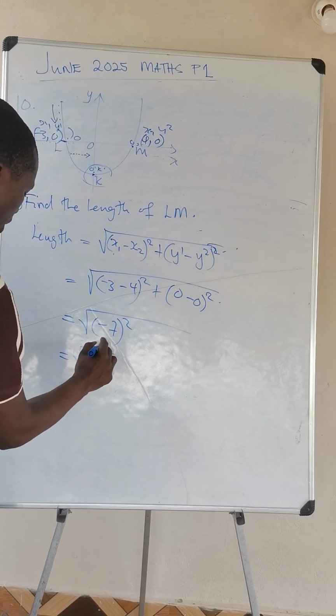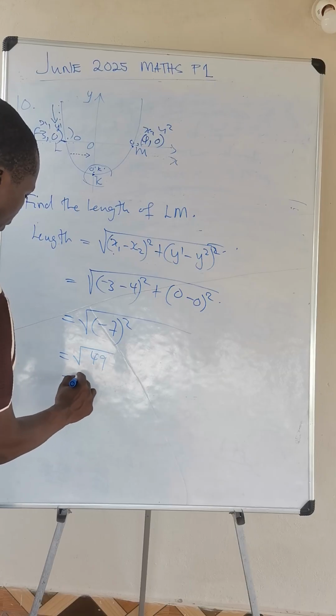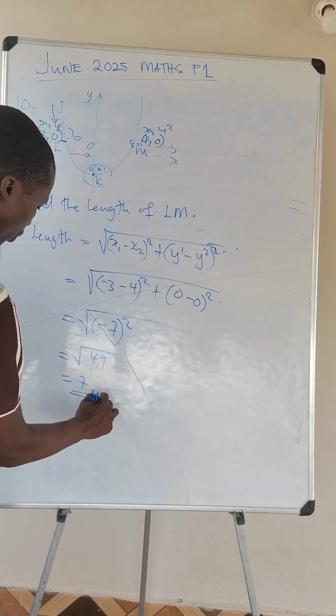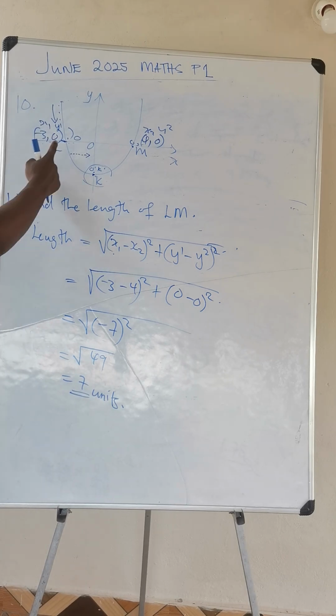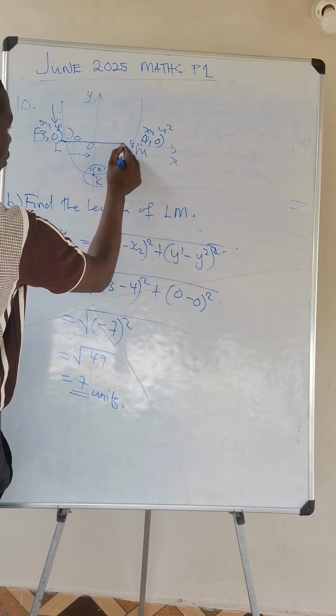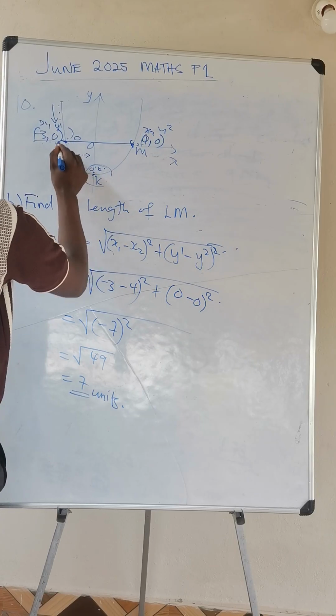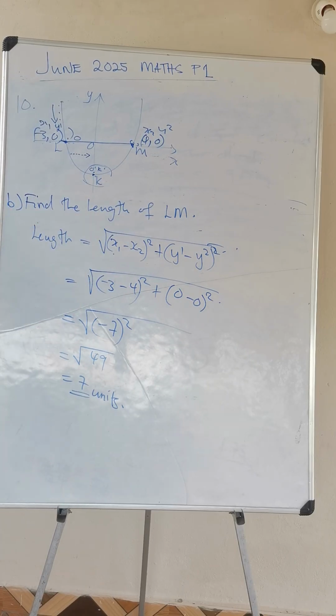Therefore it's the root of what? It's 49. Therefore it's 7 units. So this is the length of this line from this point to this point. Okay, I think you are done. I think it's very clear for you to understand.